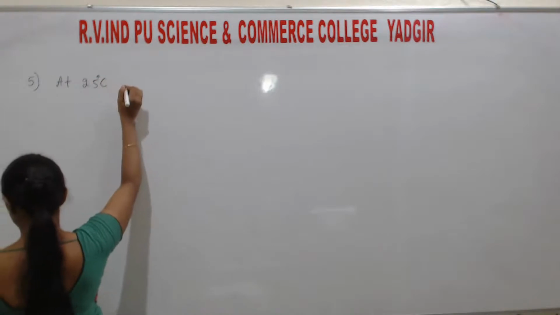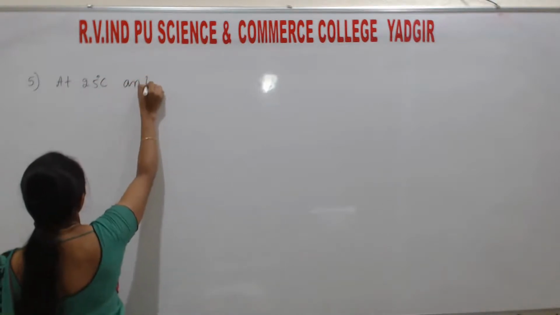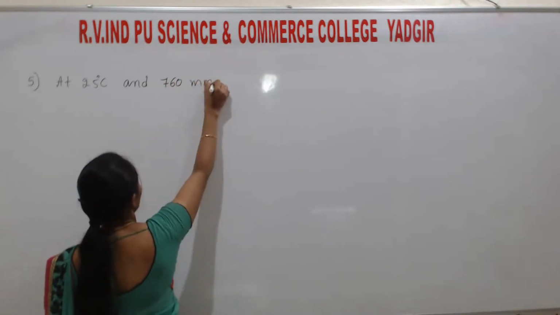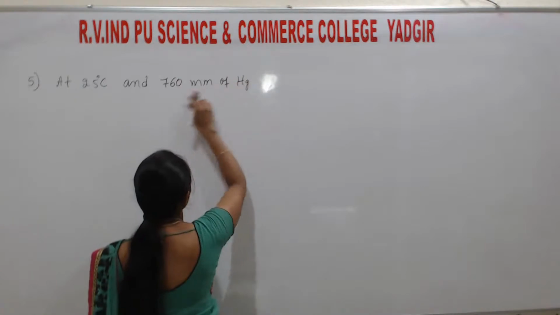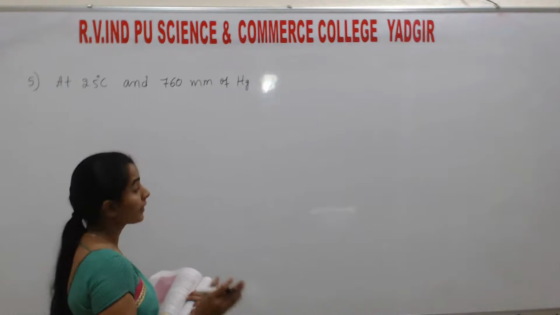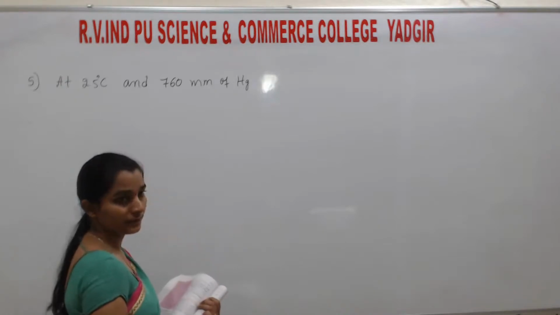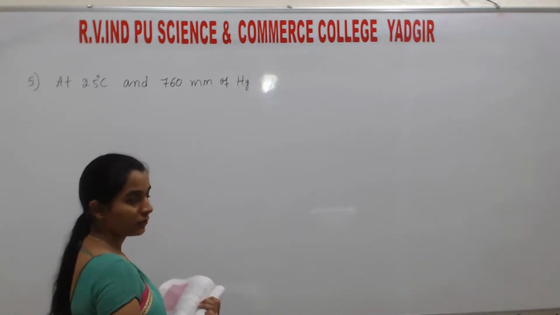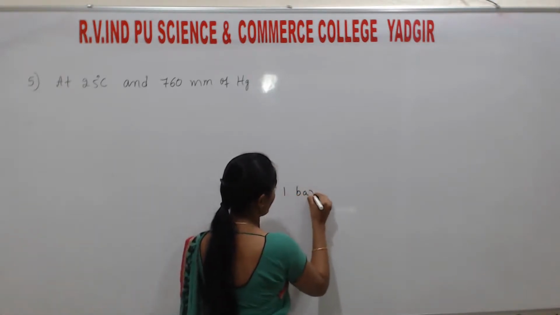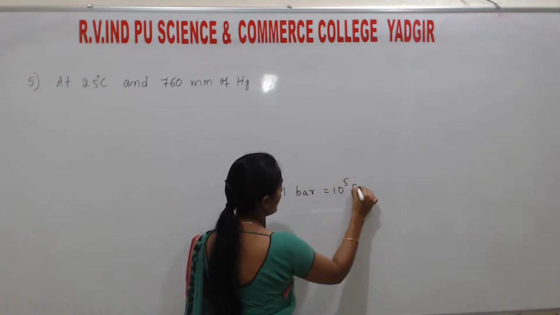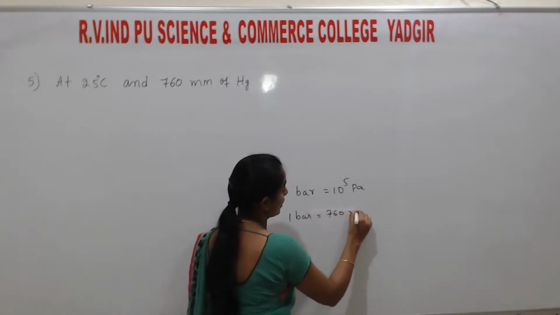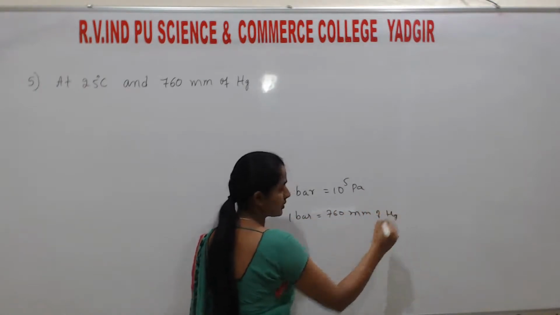At 25 degrees Celsius and 760 mm of Hg. So students, this is also a standard value of pressure. 1 bar pressure, nothing but 760 mm of Hg, or 1 atmosphere. Okay, so conversions are there. Remember, 1 bar pressure is equal to 10 to the power of 5 Pascal. So 1 bar pressure is equal to 760 mm of Hg. These are the standard values.